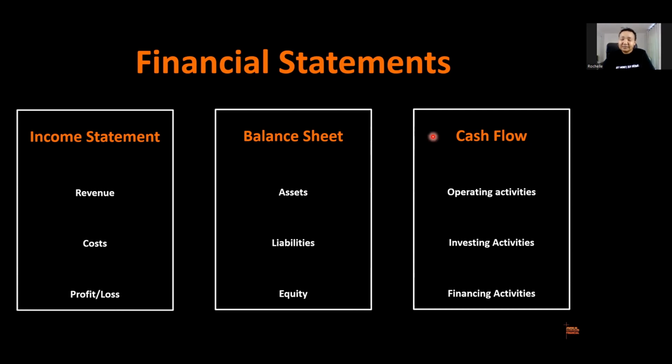Last statement, cash is king. Cash flow statement. A cash flow statement also has three sections. Operating activities, that's the money that the business makes, the company itself. So the operations of the business, the buying and the selling of cars, the making of bread and the selling of the bread, etc. So all the business activities.